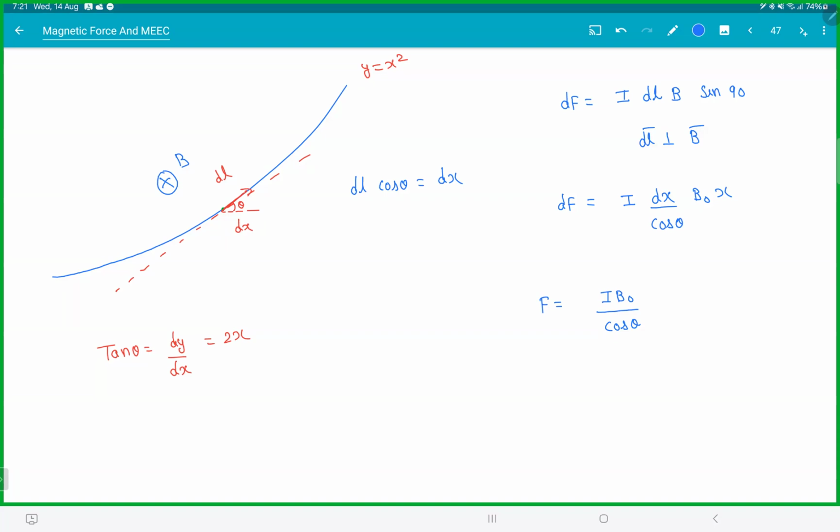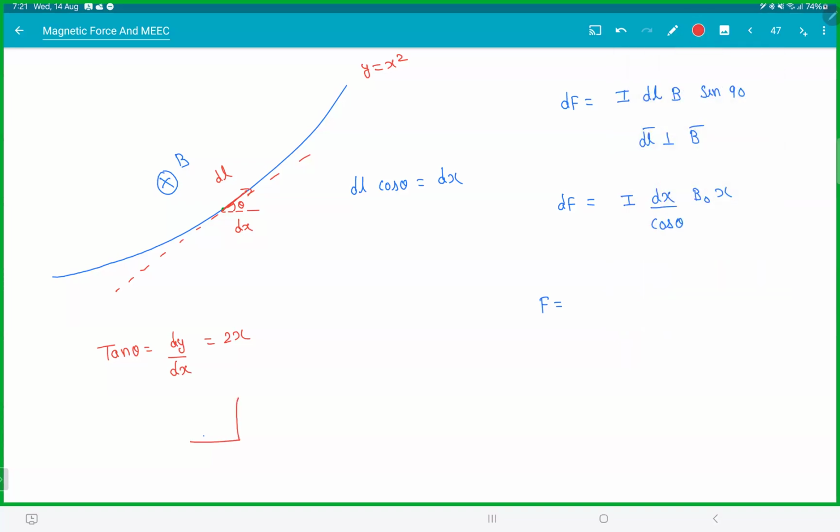Did I miss something here? I dl cross B, yeah. So integral x dx. Limits will go from 0 to 1. But what is cos theta? Wait, I can't do this. Cos theta was variable. This integration is becoming a little messy now.